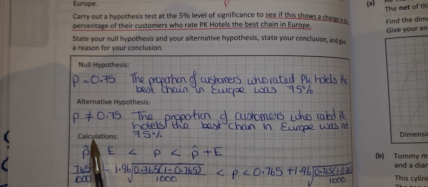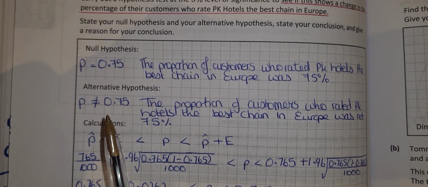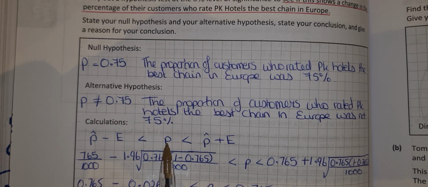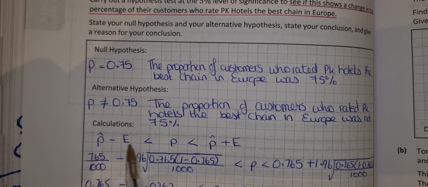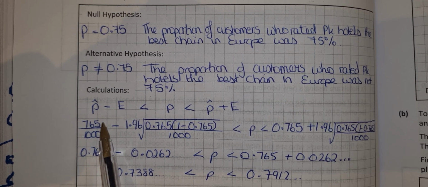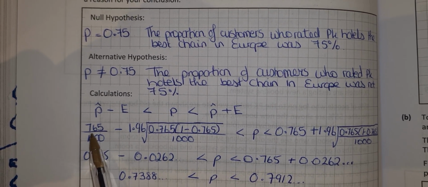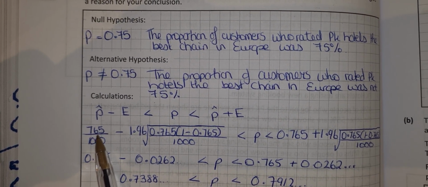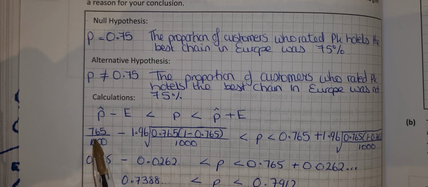Okay, so we have to set up a confidence interval then, given that it's for a proportion. So the true proportion would lie between p hat minus the margin of error and p hat plus the margin of error. So p hat was 765 all over 1,000, or the decimal, that's 0.765. Okay, so you can write it as fractions or decimals, doesn't matter.